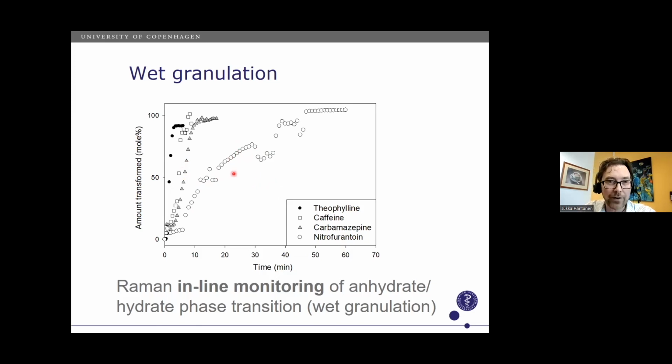And this is relevant because a typical wet granulation step can last, for example, 10 minutes, and then you can start drying here. It is a bit annoying if you end up somewhere halfway and then start drying from here, because then you have a very unstable product.